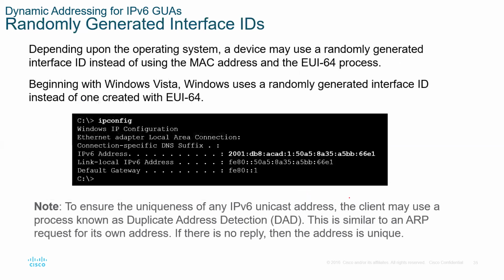Randomly generated. Depending upon the operating system, a device may use a randomly generated interface ID instead of using the MAC address and EUI-64. So this is as random as it sounds. It's just a randomly generated number, the last 64 bits. But the problem with this, it's not a problem actually, it introduces something else, uniqueness. It introduces duplicate address detection.